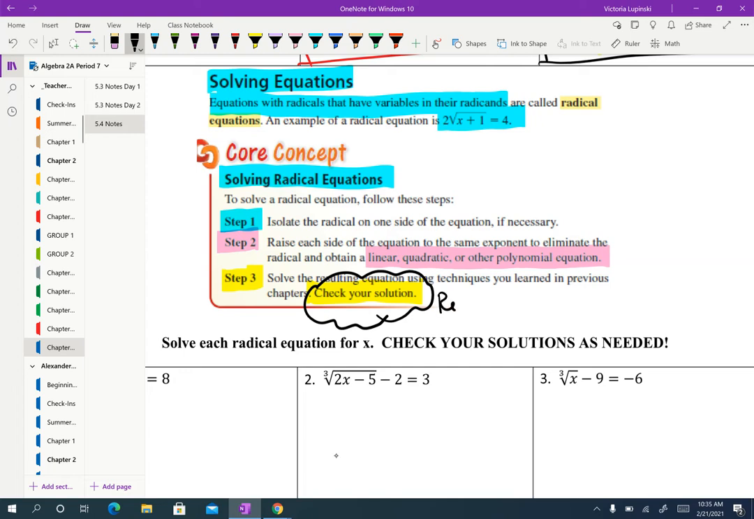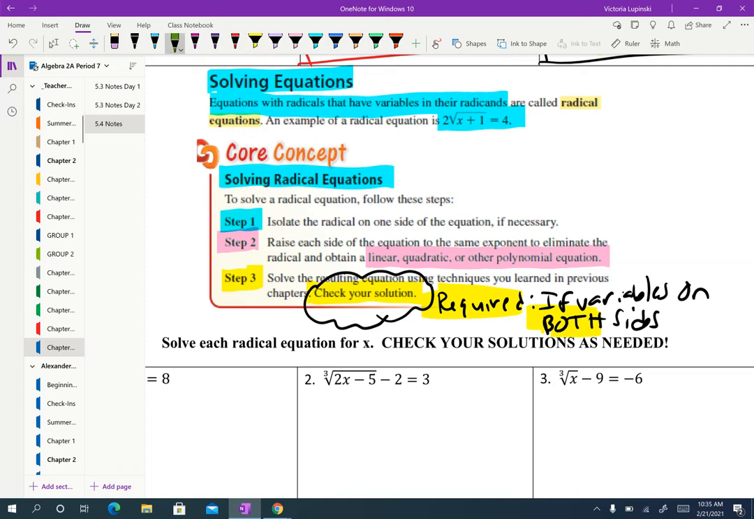Where you have to check your answer is if there are variables on both sides of the equation. We're not going to see those until a couple of examples in, but that is when it is required for you to check your solution, when there are variables on both sides. But otherwise, it's just kind of good practice to check if you have a free minute.